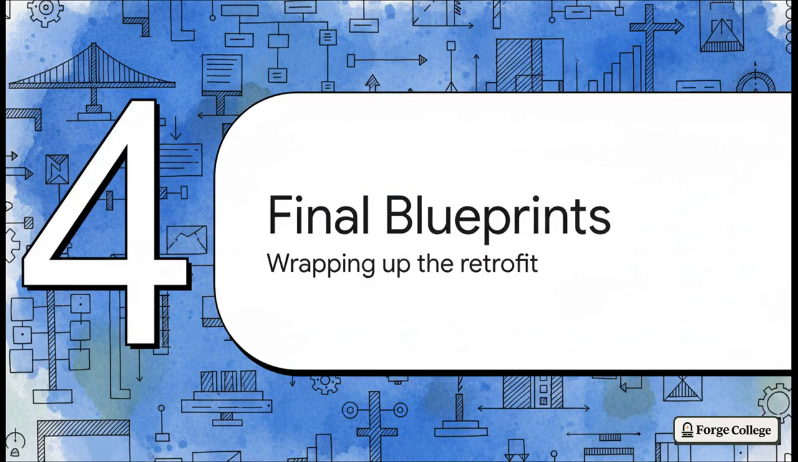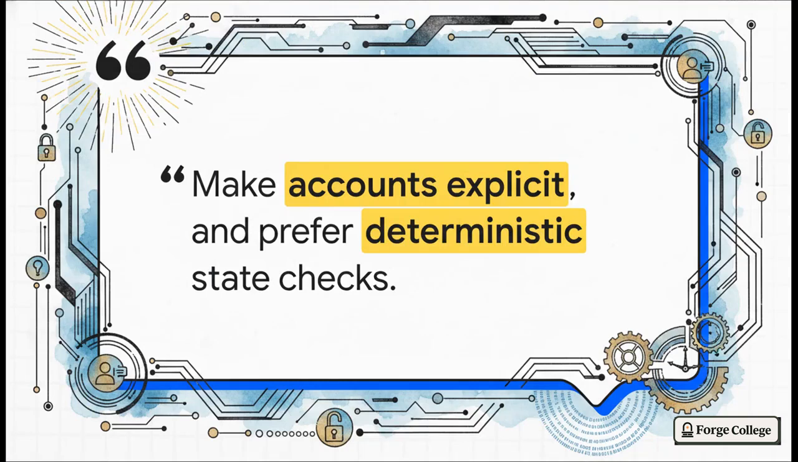Section 4. Final blueprints and next steps. Wrapping up the retrofit. I want you to burn this golden rule of Anchor testing into your brain like a sacred engineering maxim. Make accounts explicit and prefer deterministic state checks. Honestly, never assume the network knows what accounts you want to use. Just list them all. And always verify your program's behavior by directly fetching the deserialized on-chain state.